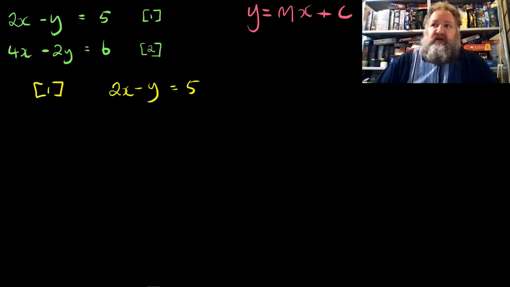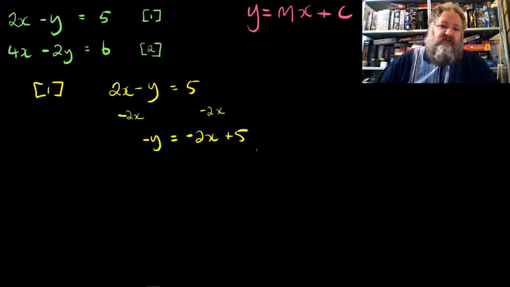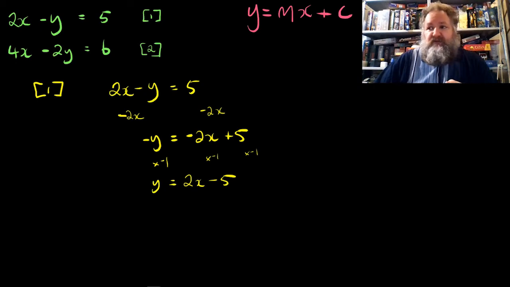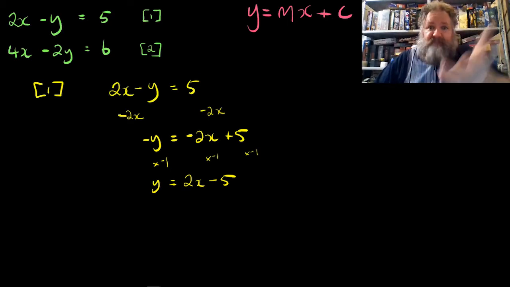So here we have our 2x minus y equals 5. I'm going to take away 2x from both sides. And then I'll have negative y is equal to negative 2x plus 5. I'm going to multiply each term by negative 1 so that I can get rid of the negative y. I don't want that there. And I'm going to end up with y is equal to 2x minus 5. Now it's in the general form that we have up above.